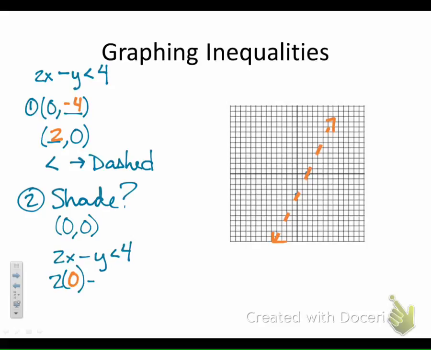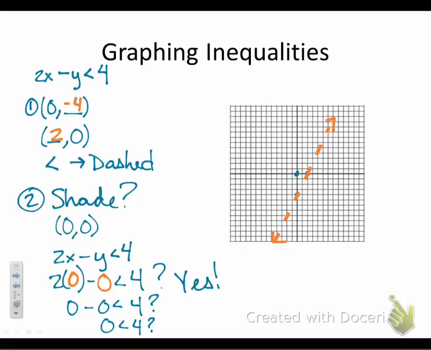2 times 0 minus 0, is that going to be less than 4? That is the question. It only takes one point to see where you're supposed to shade. If you don't trust it, you could pick another point, maybe on this side. You could pick (1, 1), (1, 2), (1, 3). You could pick (negative 1, 3) or (4). You can pick as many points as you like, and it's always going to turn out to be true. But I need to shade on this side of that boundary.